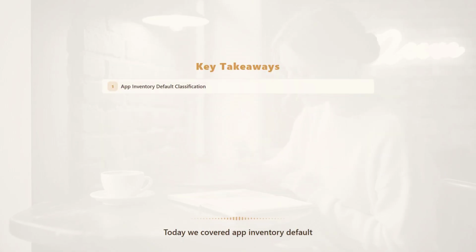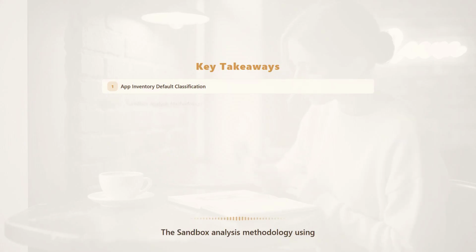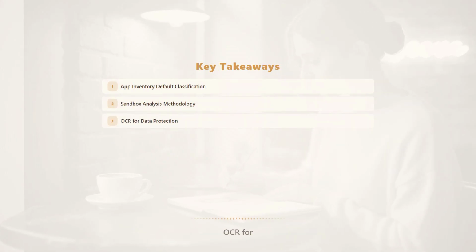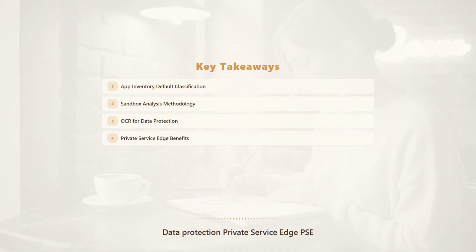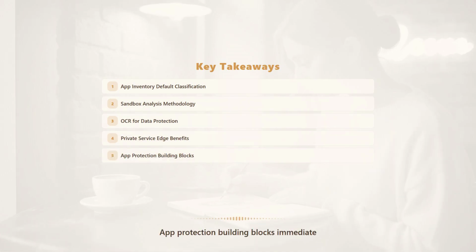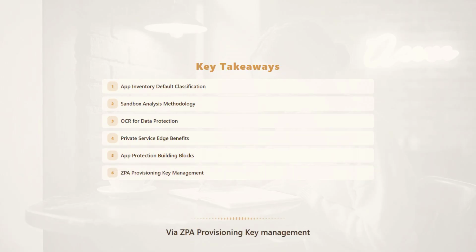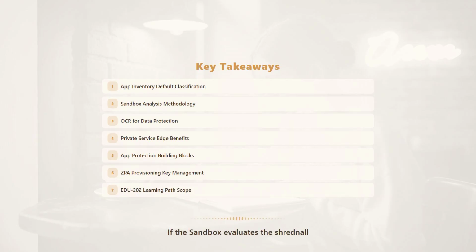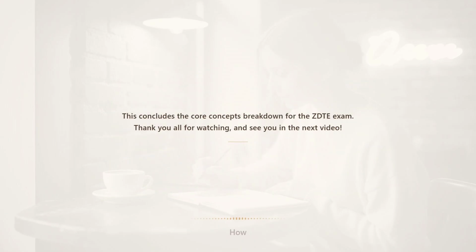Today we covered app inventory default classification, the sandbox analysis methodology, using OCR for data protection, private service edge benefits, stacking app protection building blocks, immediate lockdown via ZPA provisioning key management, and the EDU 202 learning path scope. If the sandbox evaluates the shrapnel, how might future AI predict those artifacts before they even execute?